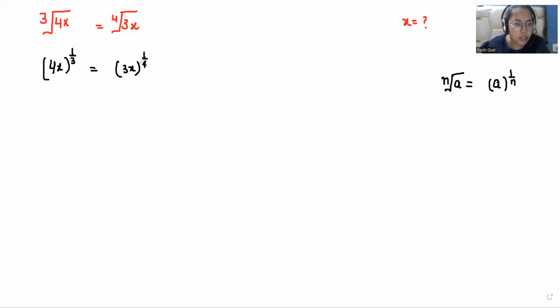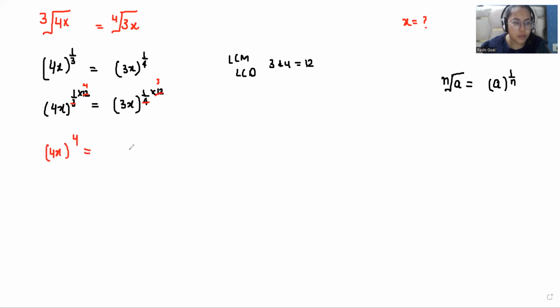Now, for both the powers, we can take the least common multiple, or least common denominator, of 3 and 4, which is 12. So I'm going to multiply 12 into the powers on both sides. So (4x) power 1 by 3 times 12 is equal to (3x) power 1 by 4 into 12. If I eliminate 3 with 12, we get 4, and 4 with 12, we get 3. So it's like (4x) power 4 is equal to (3x) cube.